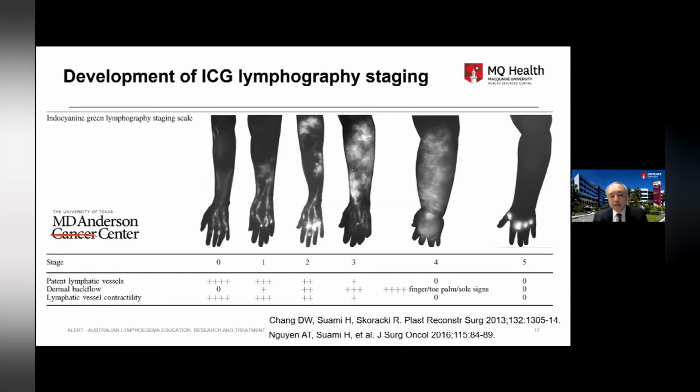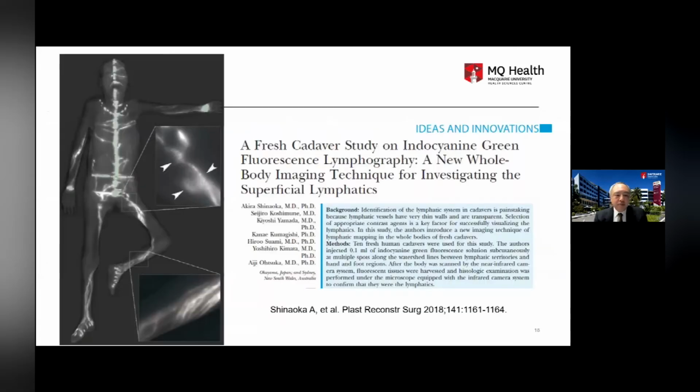I worked together with the Japanese group at Okayama University, especially Dr. Shinaoka, and we found that indocyanine green lymphography works not only in live humans but also in cadaver specimens. We inject the indocyanine green into the dead body, and it still works well to demonstrate the lymphatic system. I can show a short video about my method.